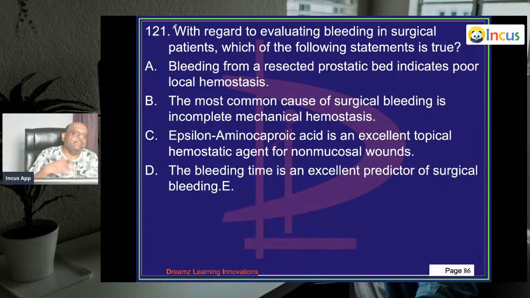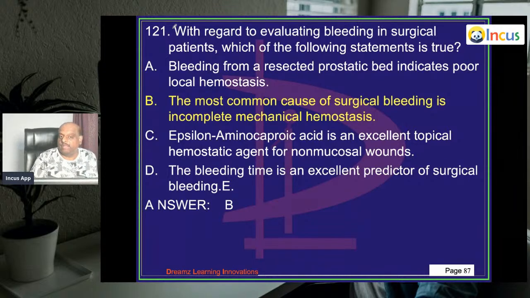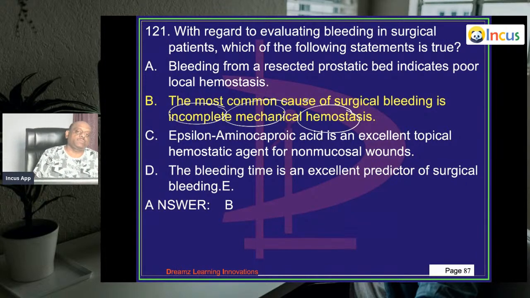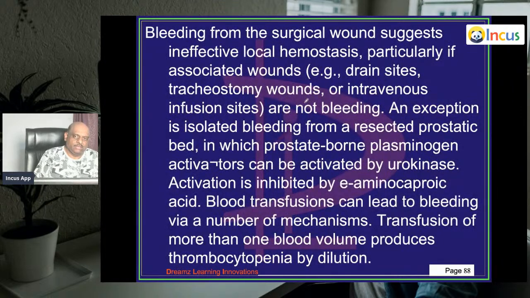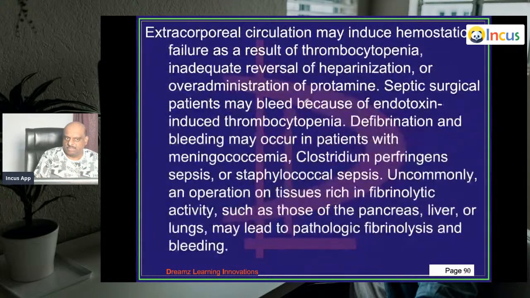You are evaluating bleeding in surgical patients. What are the most common reasons for the surgical bleeding? It is the incomplete mechanical hemostasis which is responsible. Drainage sites, tracheostomy wounds, IV infusion sites. It is all that ineffective local hemostasis.